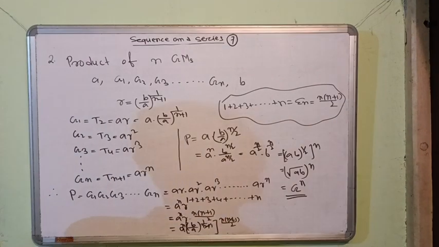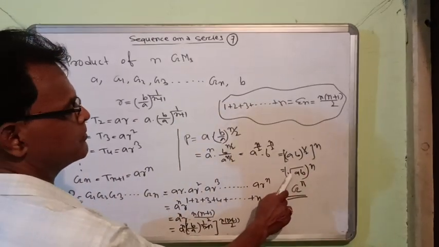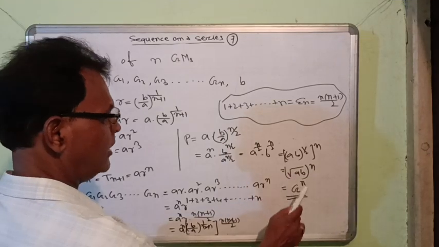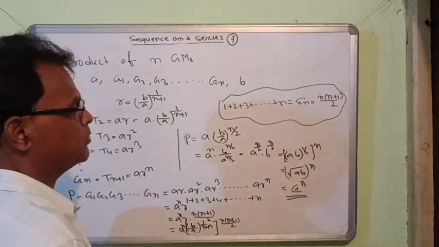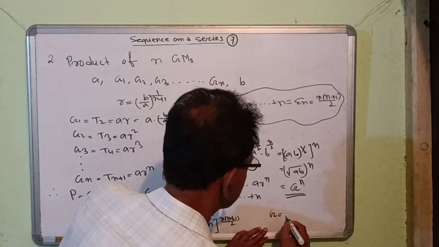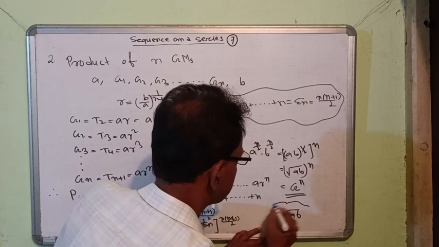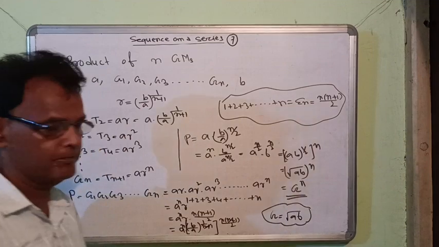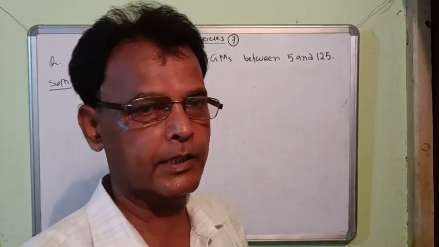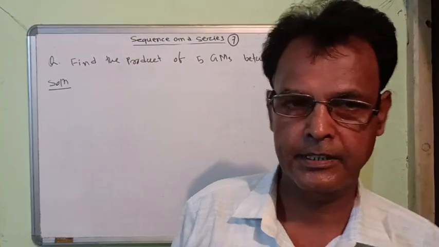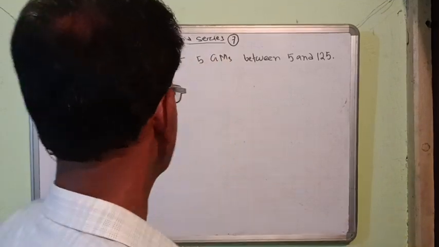That is the theory. We get the product of the n GMs is equal to (root over AB) whole to the power n, or G to the power n, where G is equal to root over AB. That is the GM of A and B. Very simple problem, theory related. That is the product of n GMs. A theory related question is this.